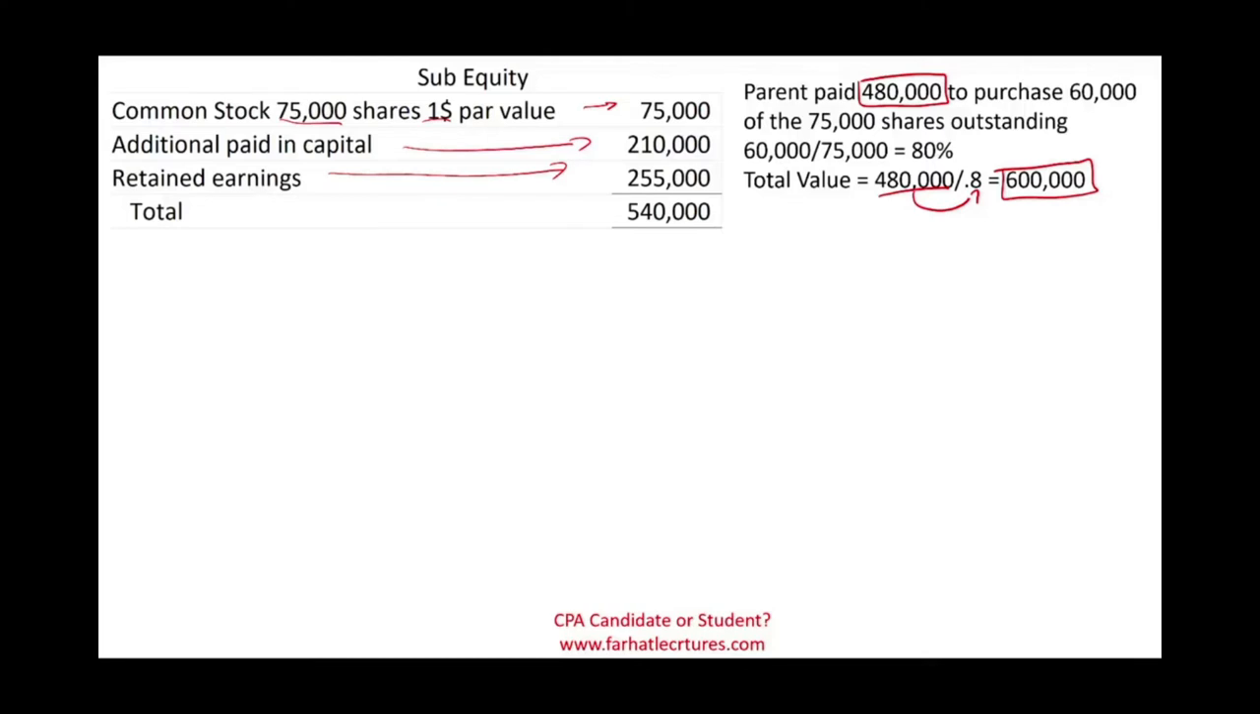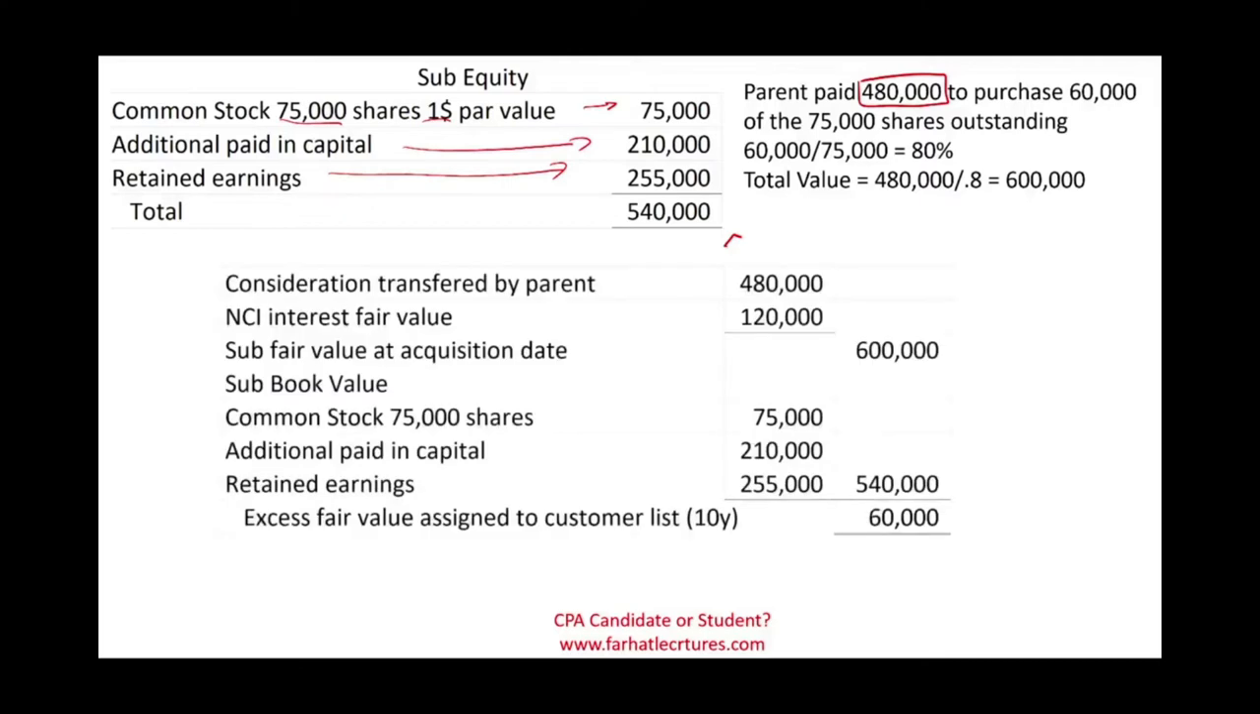600,000. Now, since we valued the company at 600,000, there's a difference between the fair value and the book value, and let's find out how much the difference is. Let's compute the difference and assign it to an asset, because this is the excess fair value. So we're going to pay consideration transferred by the parent, 480,000. The non-controlling interest: if the parent gets 480, the fair value of NCI is 120. So the total value of the company is 600,000.